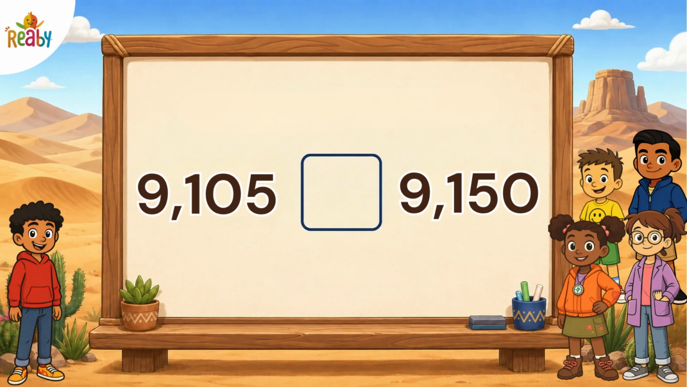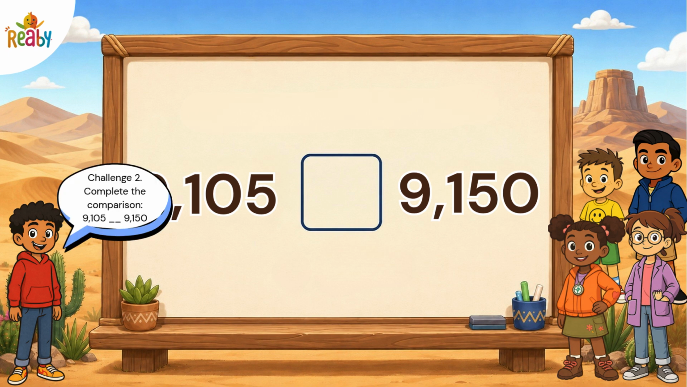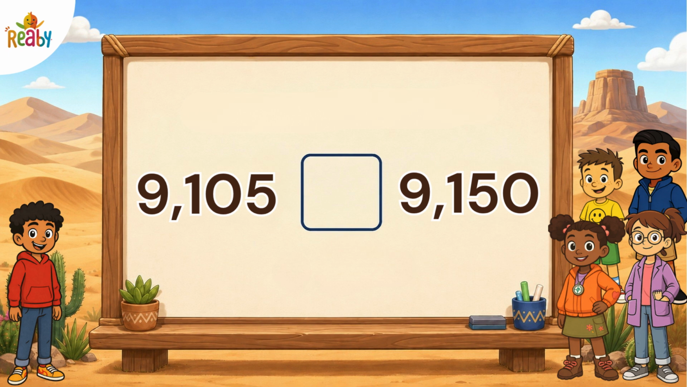Challenge 2. Complete the comparison. 9,105 and 9,150. Correct. The thousands match, 9 thousands. The hundreds match, 100. Now compare the tens. 9,105 has 0 tens. 9,150 has 5 tens. So, 9,105 is less than 9,150. The missing symbol is less than.